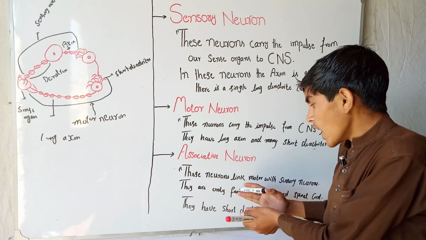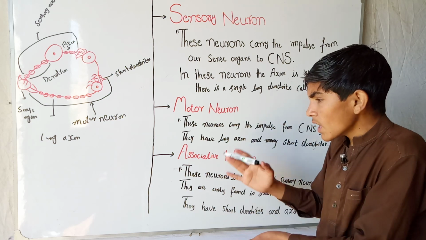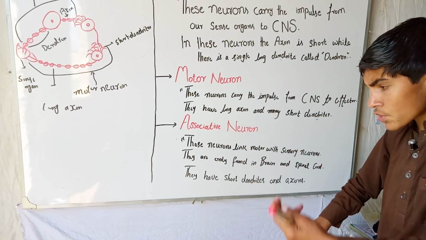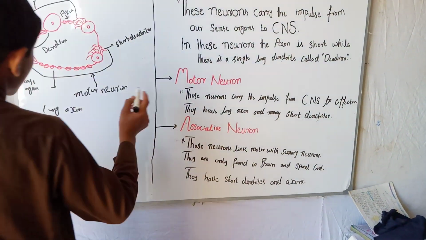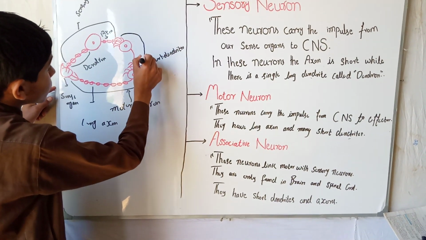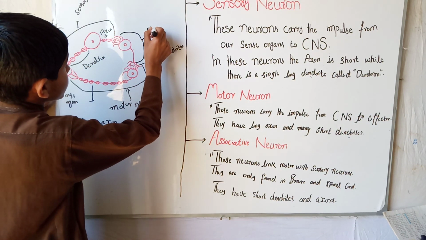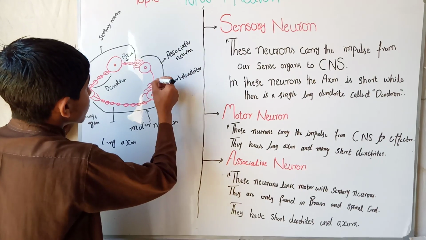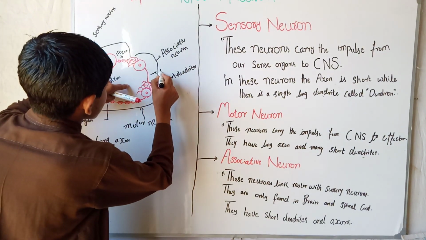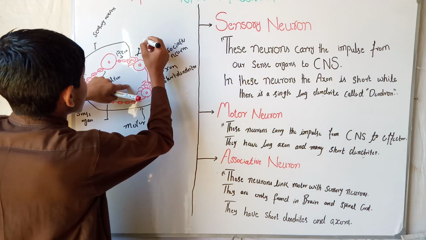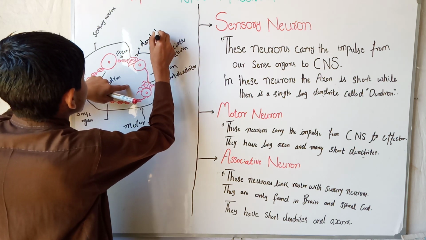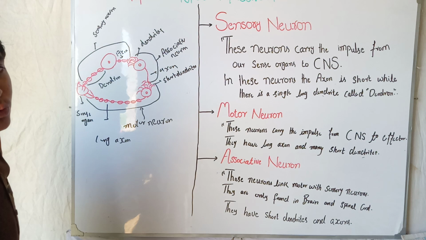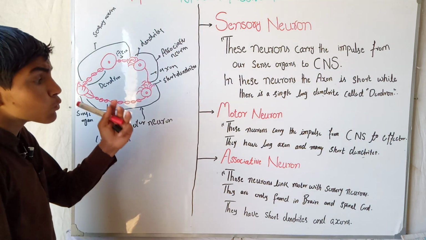Due to its function, they are usually non-myelinated. They have short dendrites and a short axon. Come to its diagram. This is an associative neuron. You can see here, this is the axon and these are the dendrites. The dendrites are short and the axon is also short. Their function is only for linking, not for other functions like the sensory and motor neurons.